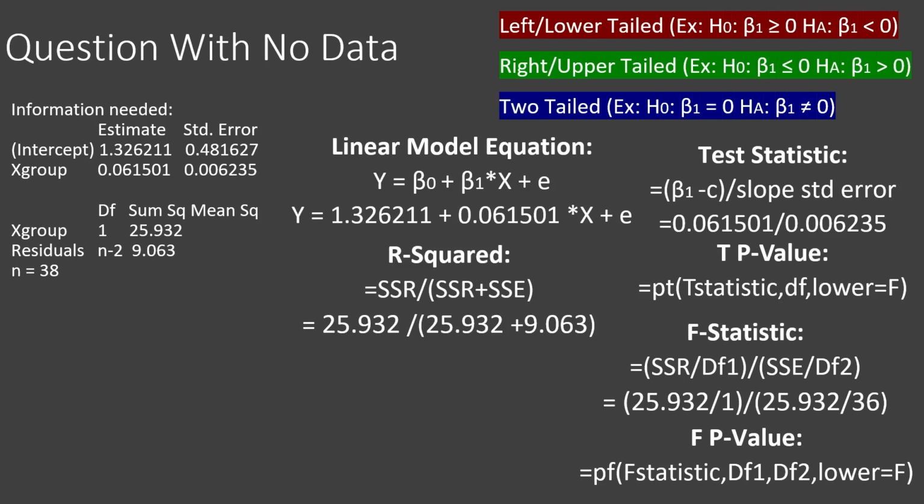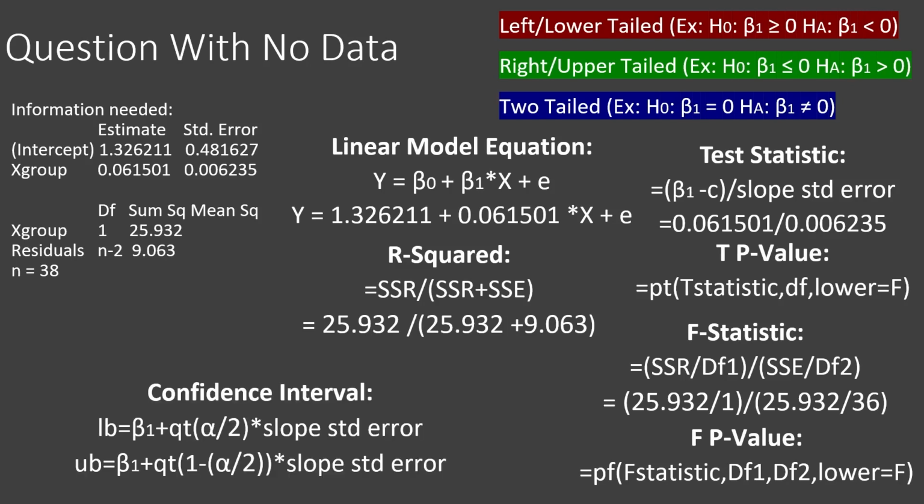Okay. And then lastly, if you're asked for a confidence interval, this is kind of how you solve it. For the lower bound, it's just your slope plus the qt of your alpha divided by 2 times the slope standard error. And then it's the same for the upper bound, except it's just 1 minus the alpha divided by 2, right? So generally, not too much more difficult than a question with data. However, we're still missing 2 extra parts that you might be asked in a question with no data, right?